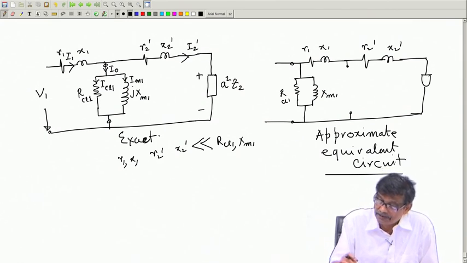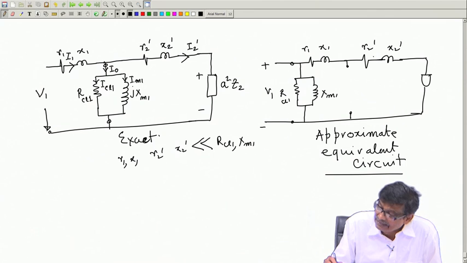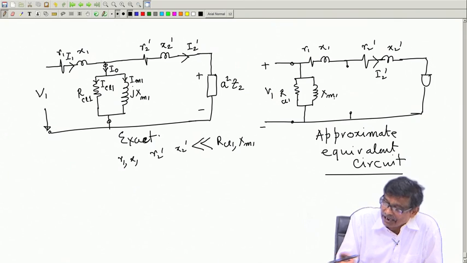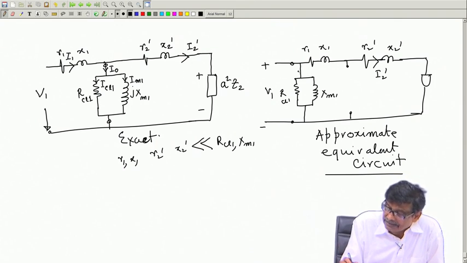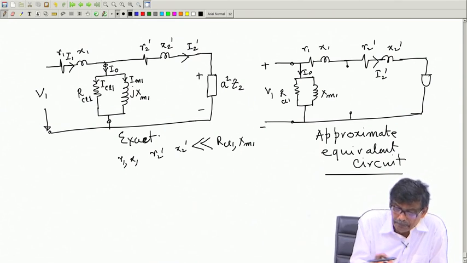Show the parallel branch in front of the supply V 1, and then this current is your I 2 dashed, as if we are pretending only R 1 x 1 and I 2 dashed is flowing. How does it matter? And this current is the no load current. Let us see how much difference it will have.